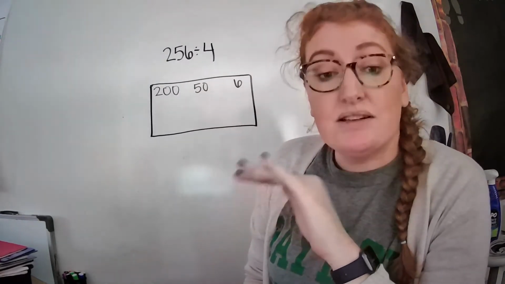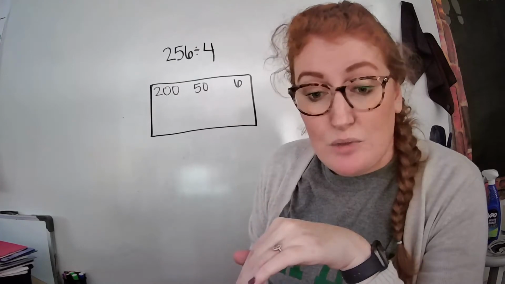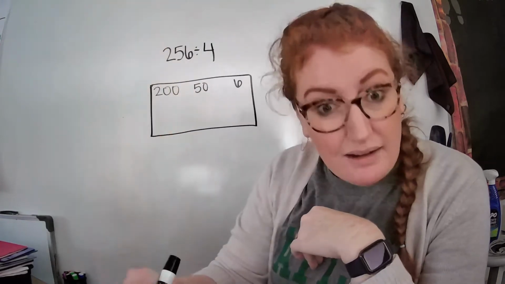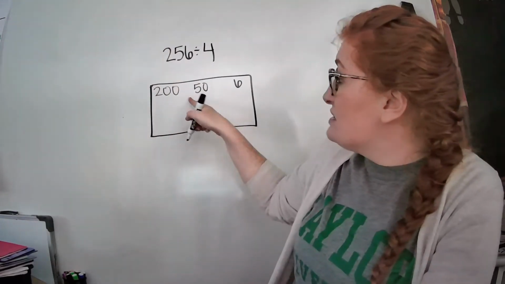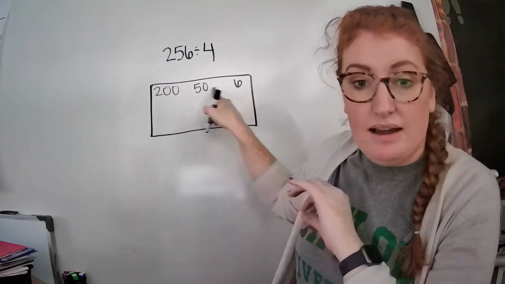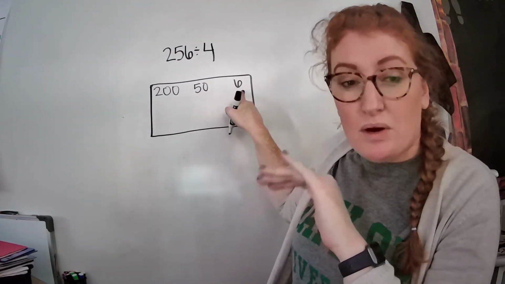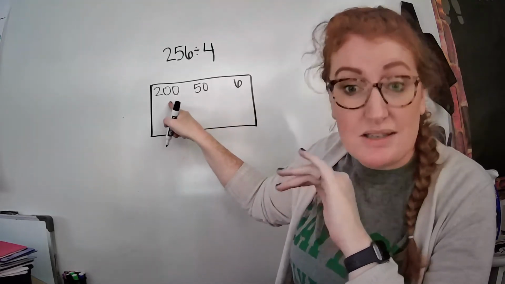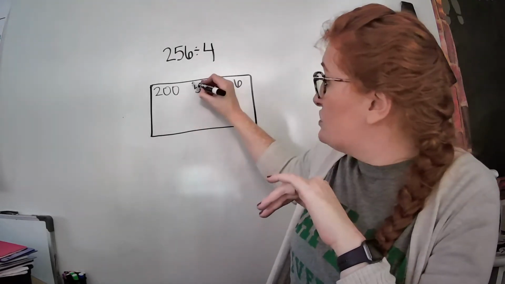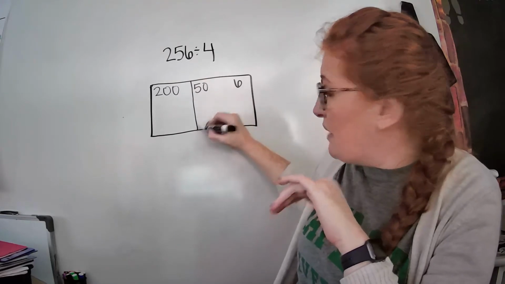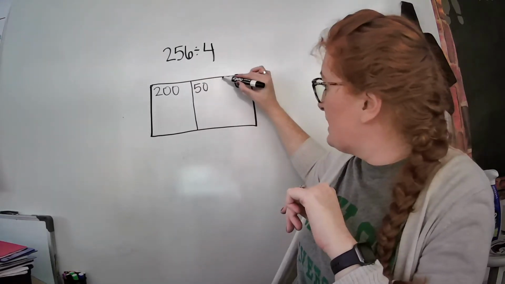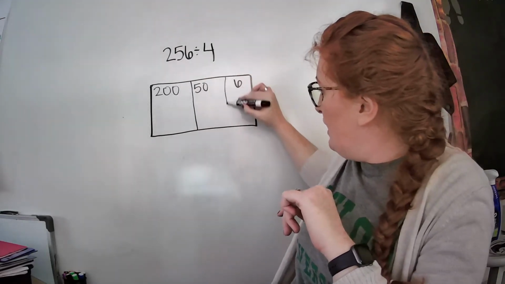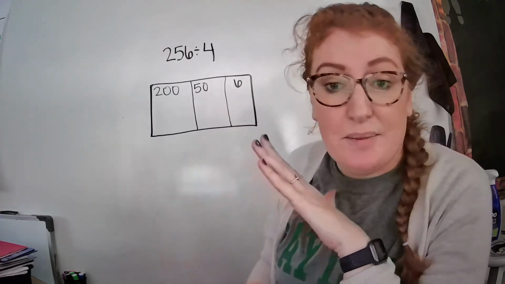So now I have to separate my box. So just like in multiplication, we cut our box. We have 3 numbers, 200, 50, and 6. And remember, when you're doing area model, the largest number is going to have the largest space. So 200 is going to have a big spot. 50 will be the next largest. And then 6 has the smallest piece.